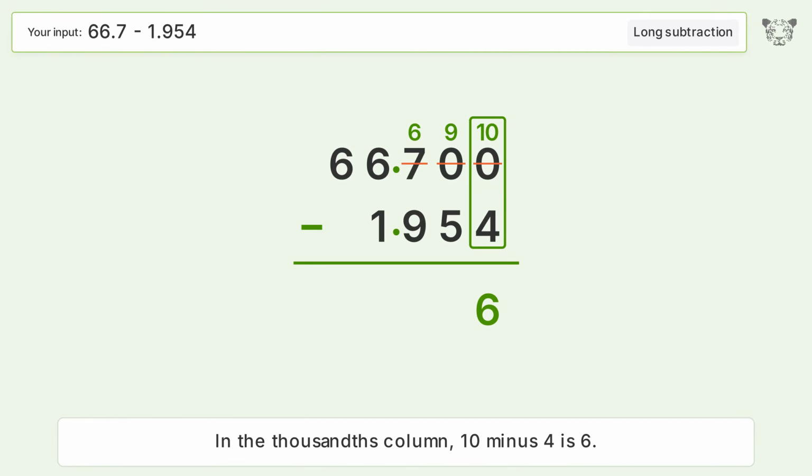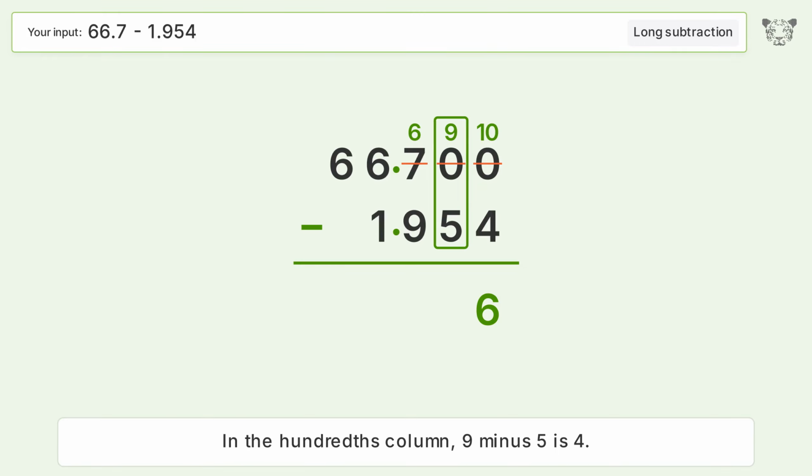In the thousandths column, 10 minus 4 is 6. In the hundredths column, 9 minus 5 is 4.